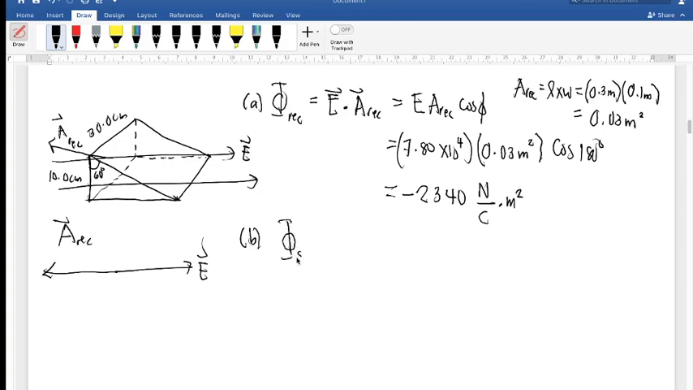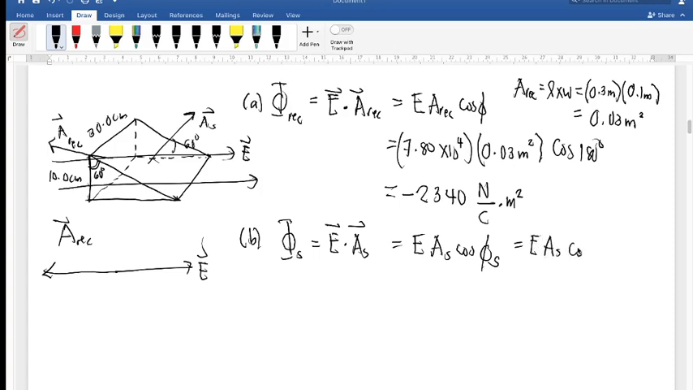So the slanted one is, again, we have E dot AS, the slanted area. So we have here E AS cosine of phi S, the angle between the slanted surface and your electric field. Again, the vector area of the slanted surface is perpendicular. So this is the A. The angle between your AS and E is again equal to 60 degrees, same as the example I gave in the slide, right? So the angle here is the same as the angle here. Therefore, we have E times the area of the slanted surface times cosine of 60 degrees.